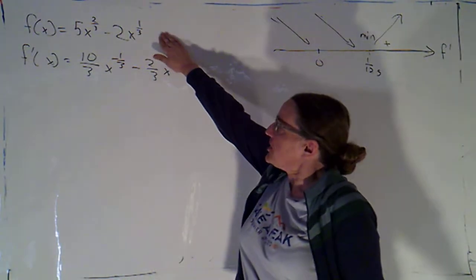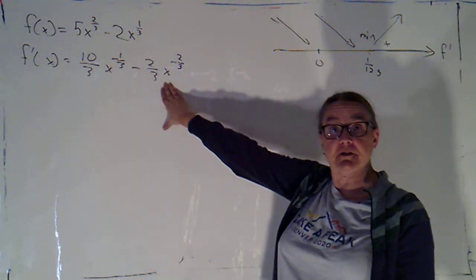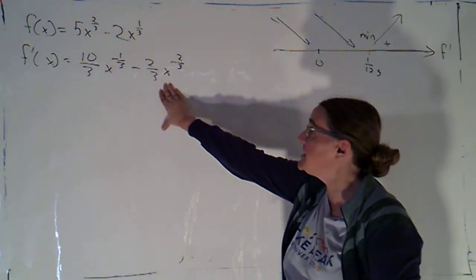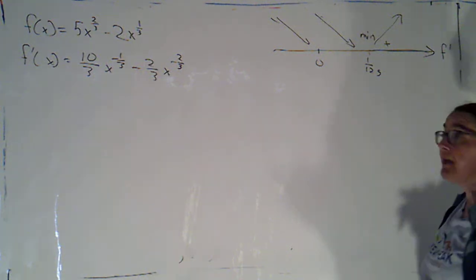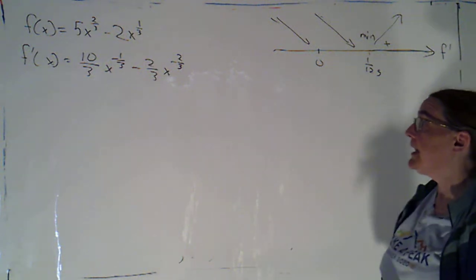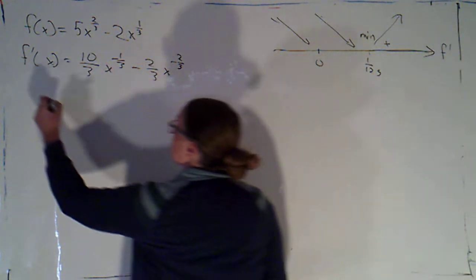So continuing the problem from last time. Here's our function. In our last video, we took a look at the first derivative and saw where the function was increasing and decreasing, and also found that there was a min when x was 1 over 25. This time we're going to be taking a look at the second derivative.